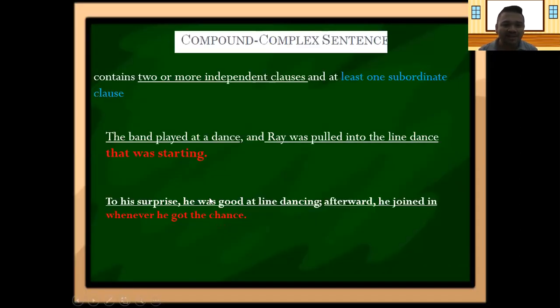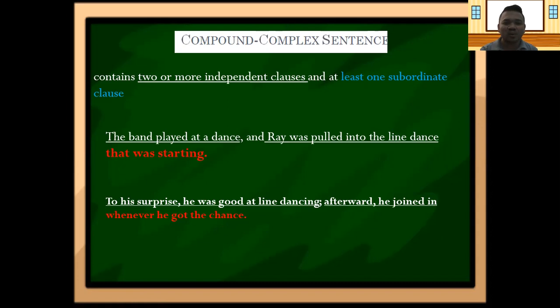"To his surprise, he was good at line dancing. Afterward, he joined in whenever he got the chance." "To his surprise, he was good at line dancing" is the first independent clause. "Afterward, he joined in" is the second independent clause. "Whenever he got the chance" is the subordinate clause. Again, two or more independent clauses plus one subordinate or dependent clause is equal to a compound-complex sentence.